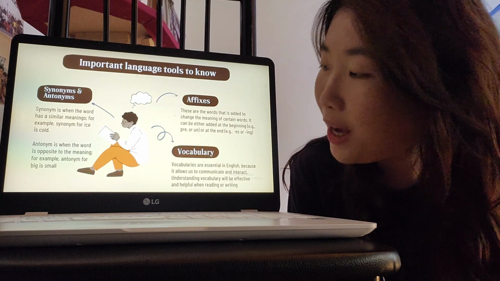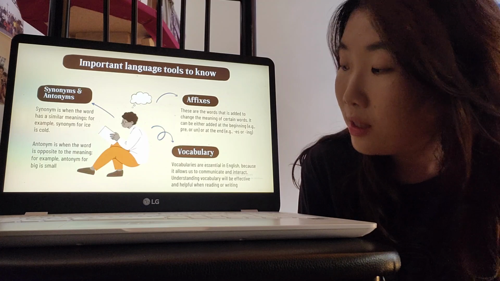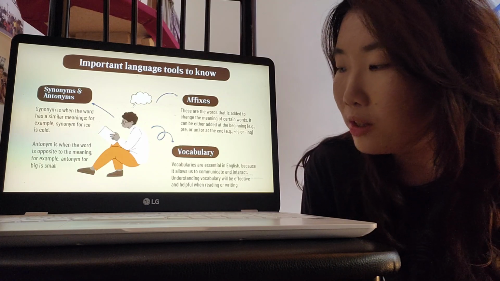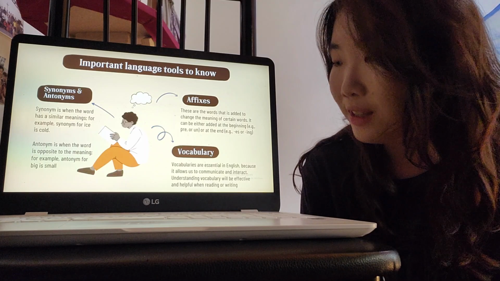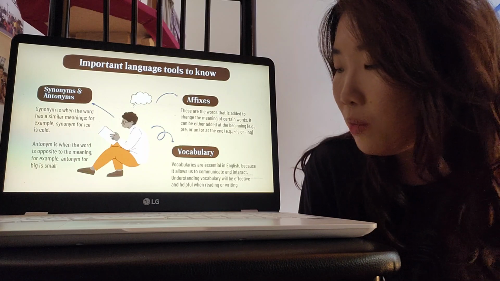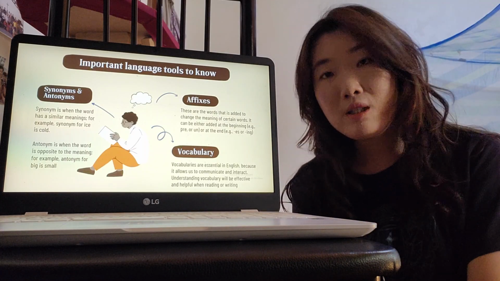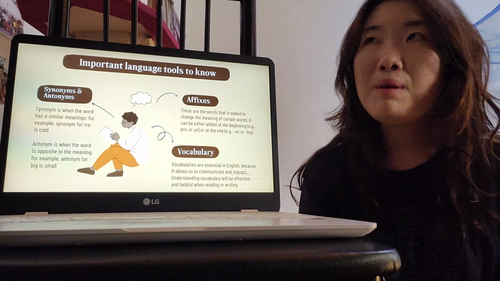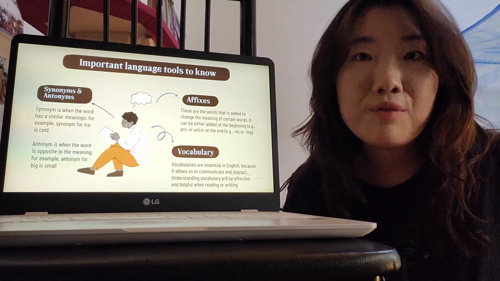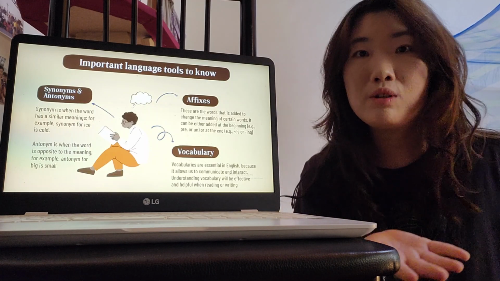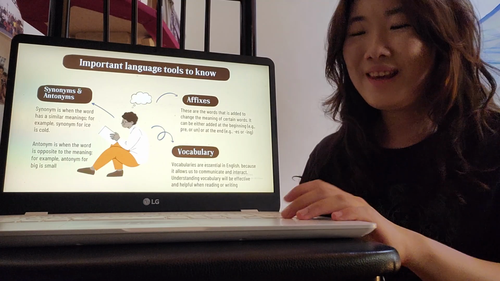All right, finally, vocabulary. Vocabularies are essential in English because they allow us to communicate and interact. Understanding vocabulary will be effective and helpful when reading or writing. Yeah, this is very true. We speak or we use vocabularies every day. Right now, I am using vocabularies to speak, right? Okay.